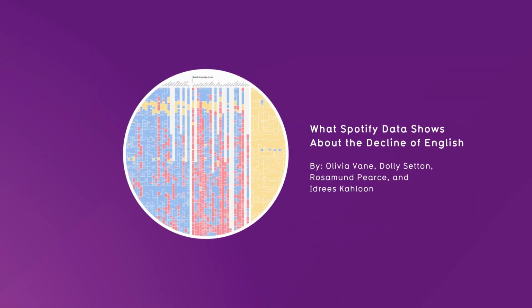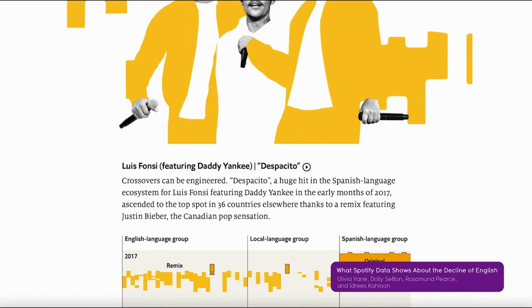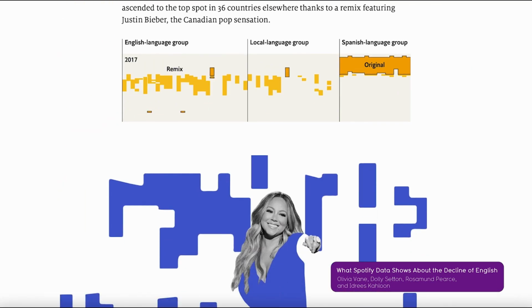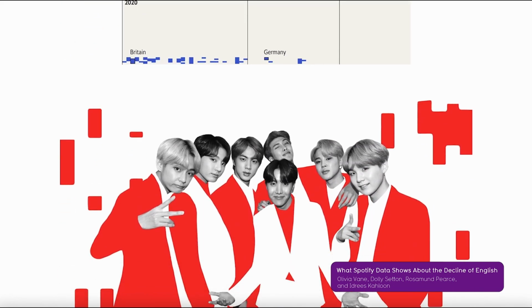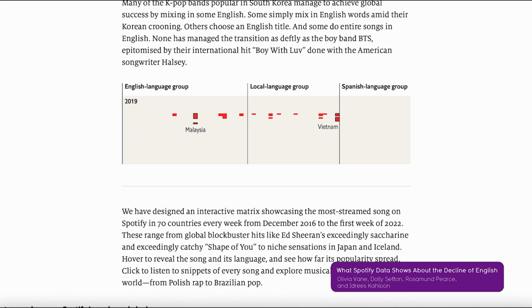What Spotify data shows about the decline of English, by Olivia Vane, Dolly Seton, Rosamund Pierce, and Idris Kaloun. How do you visualize musical tastes across the world? This project looks at the decline of the English language in pop music.